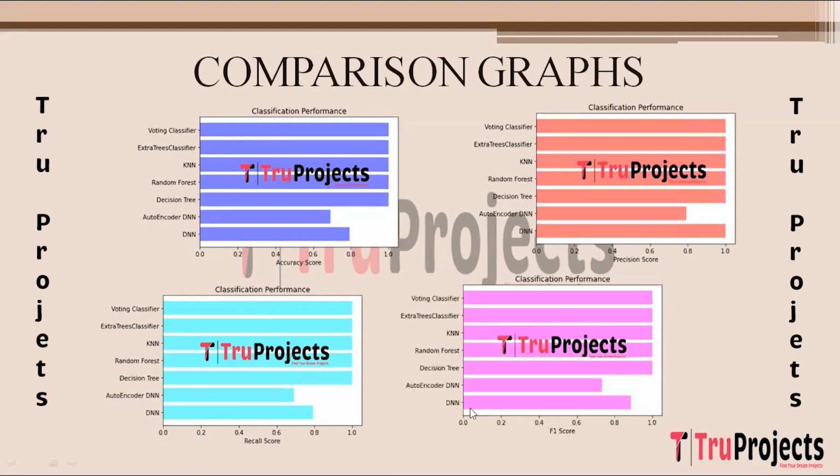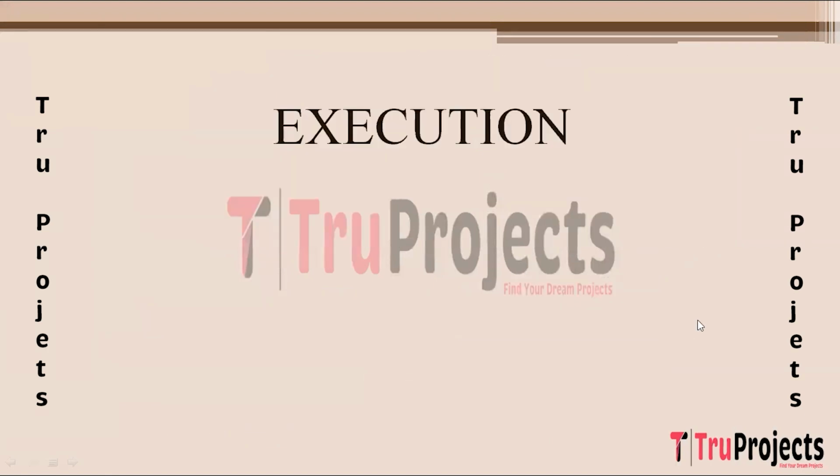And this is F1 scores comparison graph. In this graph on x-axis I have F1 scores and on y-axis I have algorithm names. So F1 score combines precision and recall into a single metric, balancing accuracy and completeness in predictions. So the algorithm which is best performing in all the performance metrics will be used for predictions.